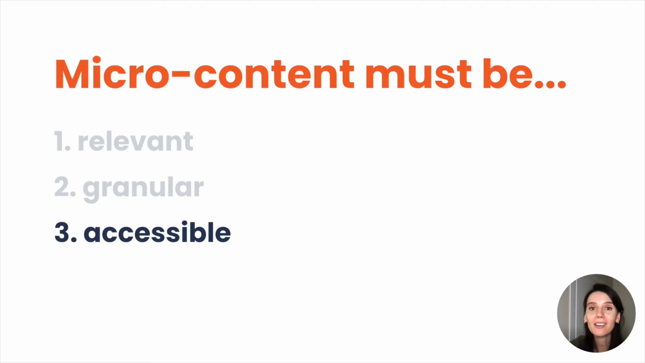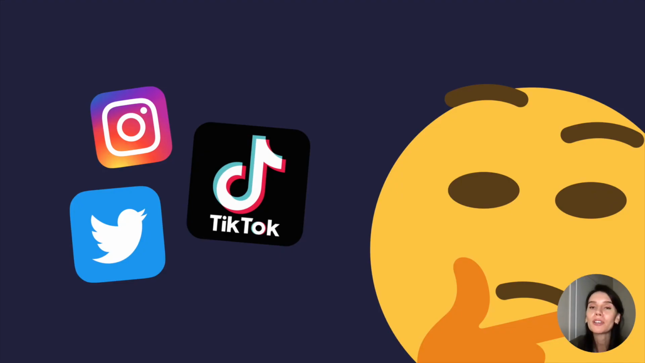Then make sure your content is accessible. Where are your learners? Most likely on their phones, right? So make sure your micro-content will work well on mobile devices. Make sure there's no complicated onboarding and that your learner can access content in a snap. And think about delivering content the way your learners want to receive it.